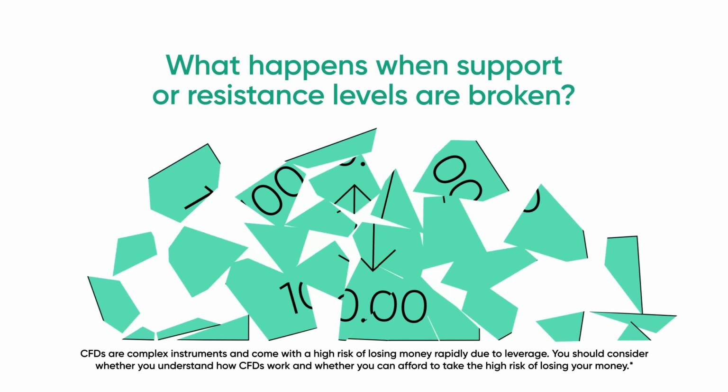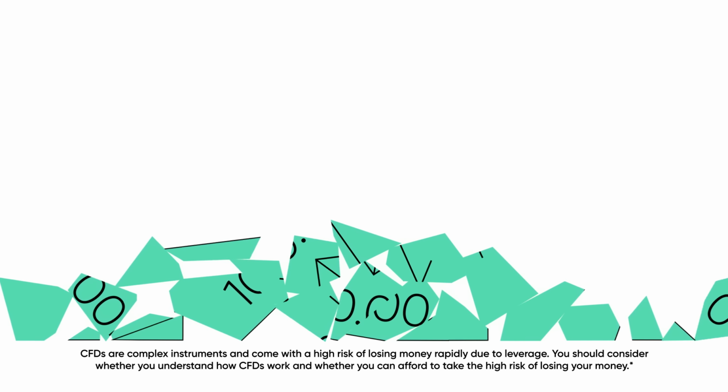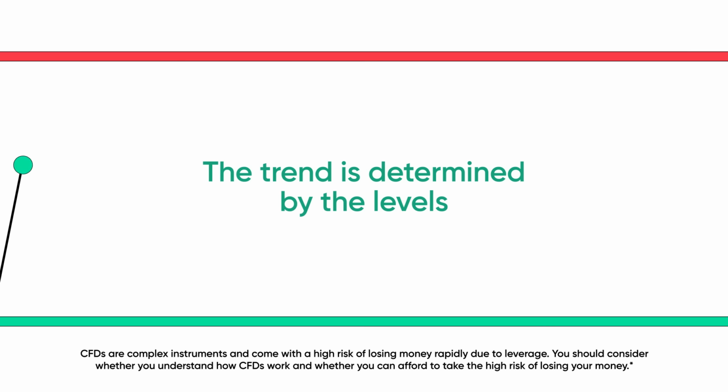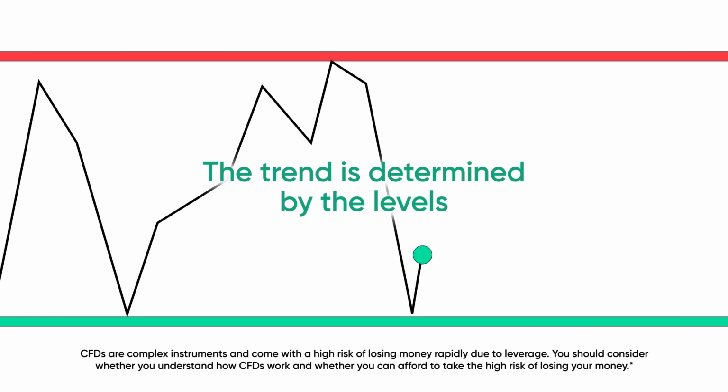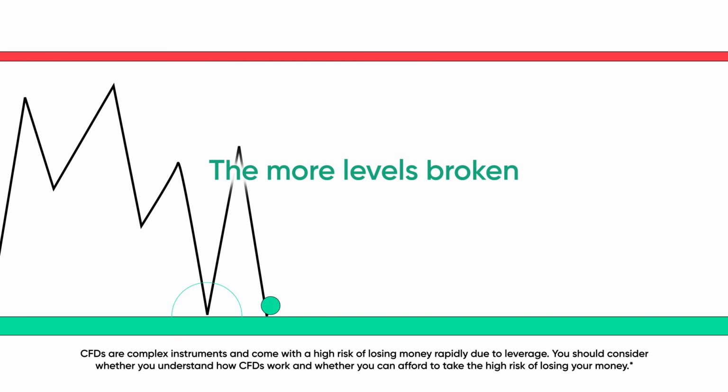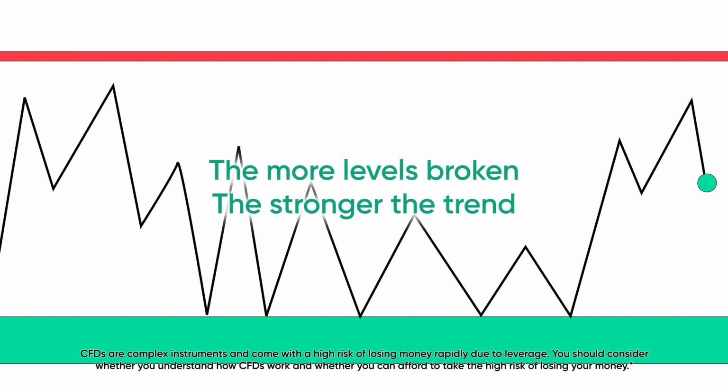And what happens when support or resistance levels are broken? Well, the strength of the following trend is often determined by the strength of the levels themselves. If a level held through multiple breakthrough attempts, it's more likely the trend will be strong.